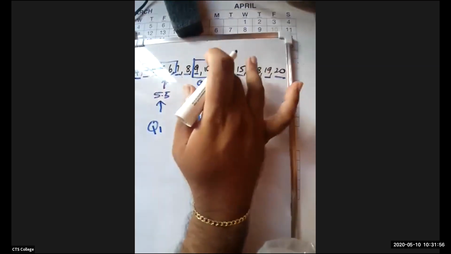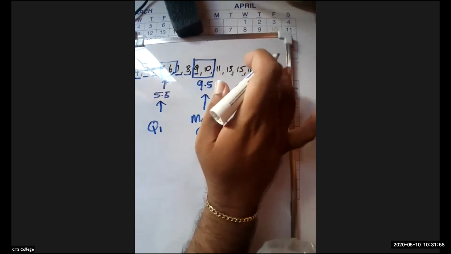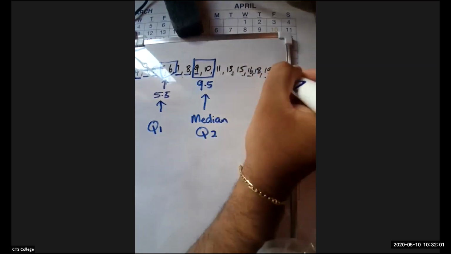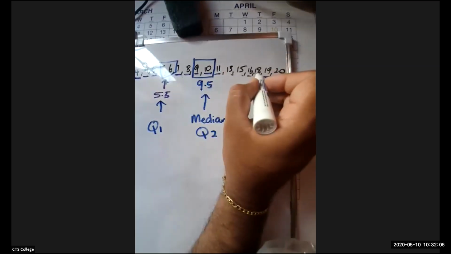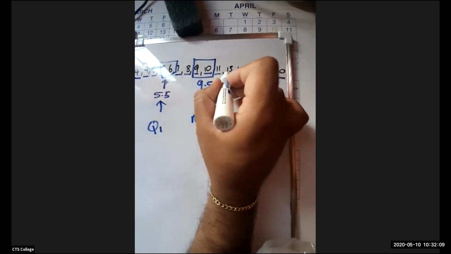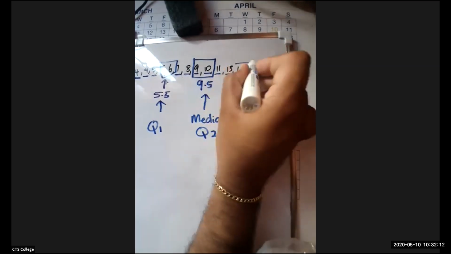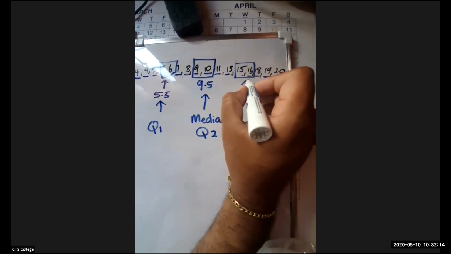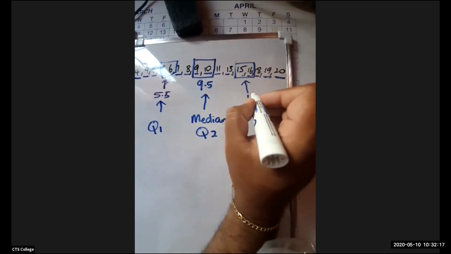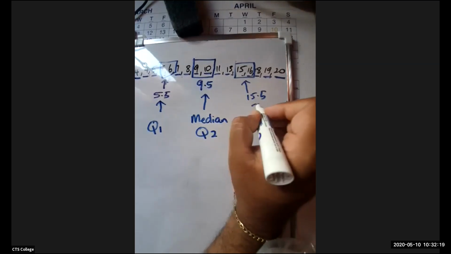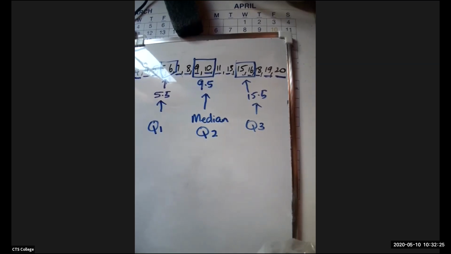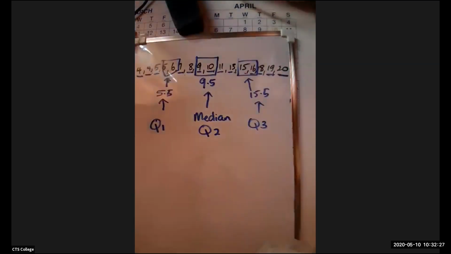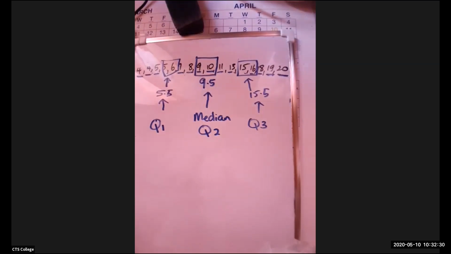Let us look at the other side now. So we have 20, then we have 10, 11, 19, 13, 18, so we are left with 15, 16 in the middle. Between 15 and 16 is what? 15.5. So this here is our Q3. Anybody confused about anything? No, sir. All right, so we found Q1, Q2, and Q3.